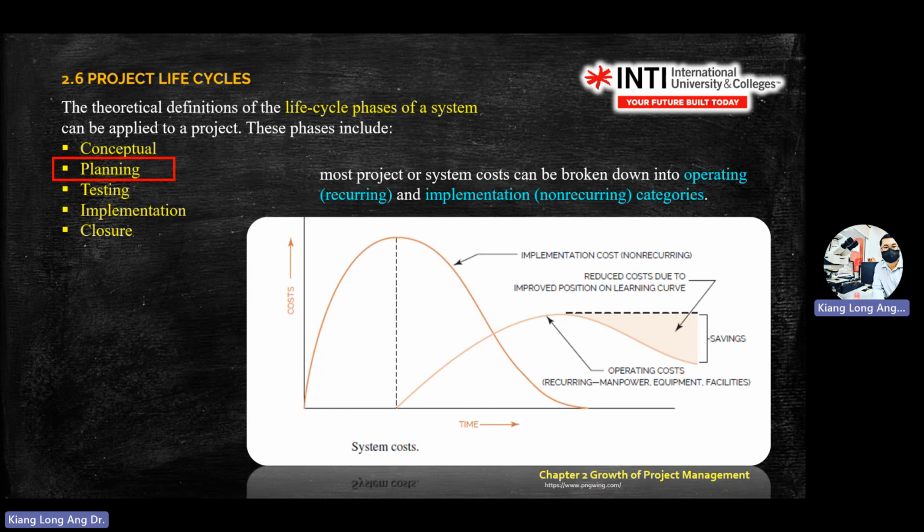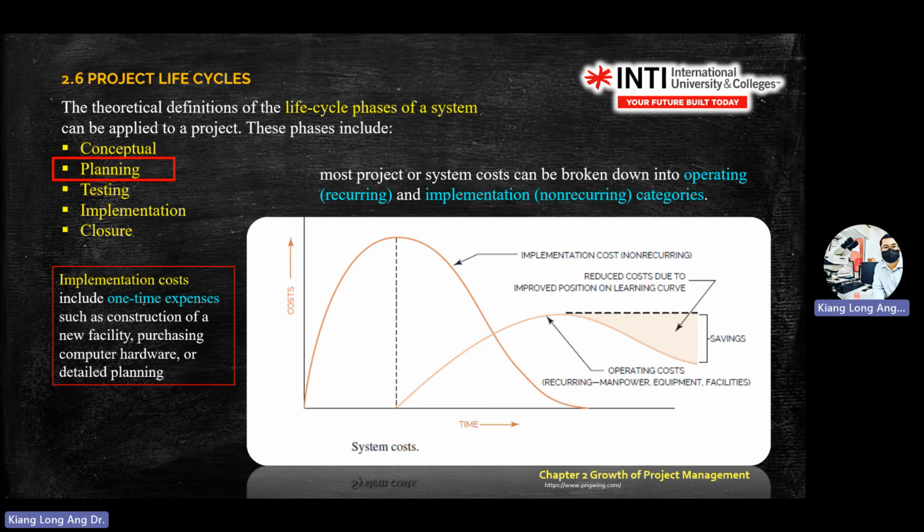That's why the graph has a space here and then it starts increasing. Implementation costs include one-time expenses, like constructing new facilities. That's why there is a big jump before the operating cost. Let's say you build a new factory or new plant, so the cost will increase. Once the plant is ready, you start operating already, so the implementation cost will drop a little bit. Then you start with the operating cost.